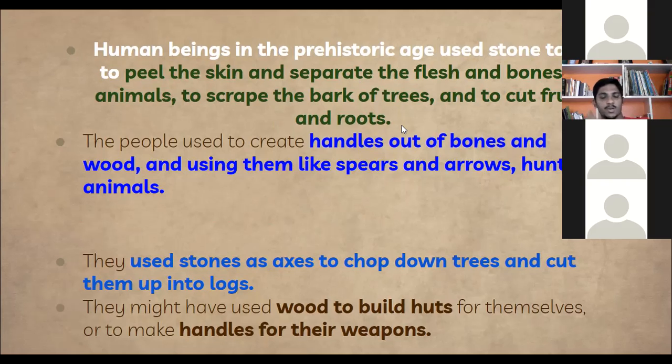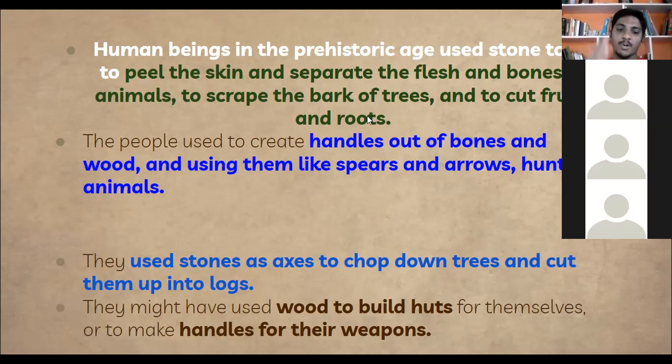Okay, thank you, Alfia. So what were these people using tools for? I told you, they used tools made of stone, wood, or bone. They used these tools to separate the flesh and bones of animals. For example, in olden days they went hunting, so to remove the skin and the bones separately, they used tools for that. And to scrape the bark of the tree.